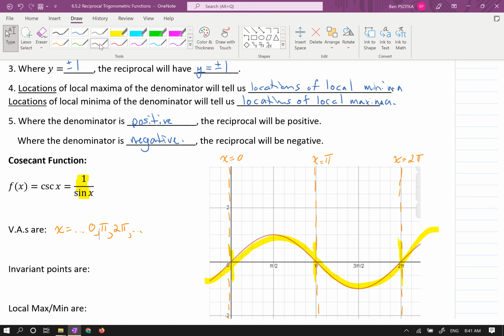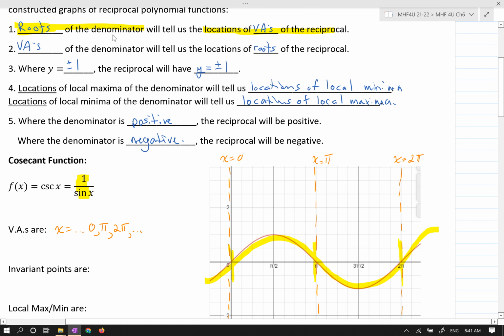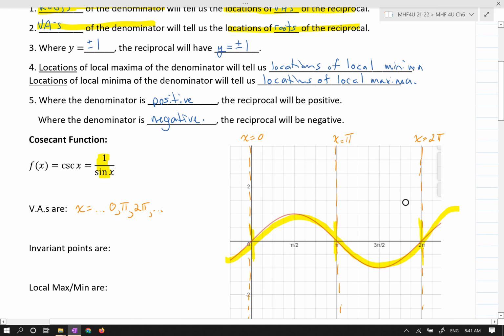Well done. Now we'll look where we have any vertical asymptotes in our denominator, then we're going to have roots in our reciprocal. Our sine function has no vertical asymptotes. So our reciprocal will have no roots. Fantastic. That's an easy rule for us right now.